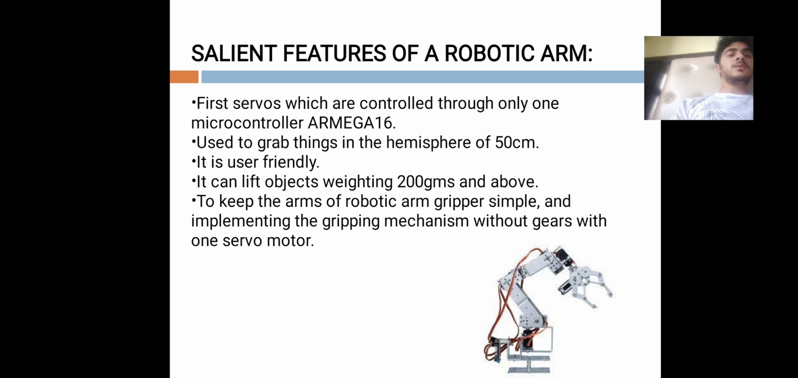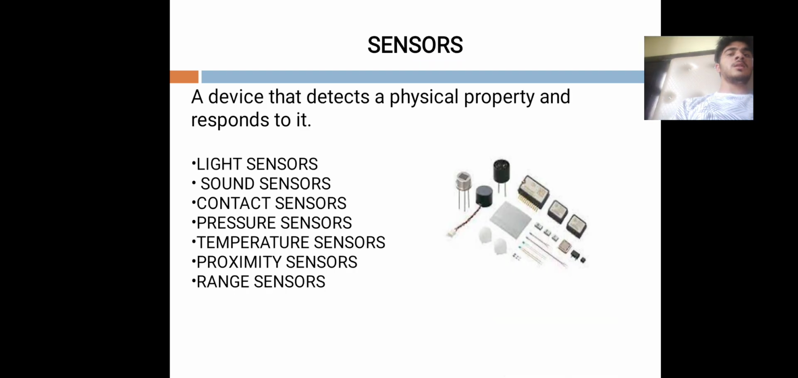First, the servos are controlled through only one microcontroller, ATmega16. It is used to grab things in a hemisphere of 50 cm. It is user friendly. It can lift objects weighing 200 grams and above. The arm and gripper are kept simple, implementing the gripping mechanism without gears, with one servo motor.